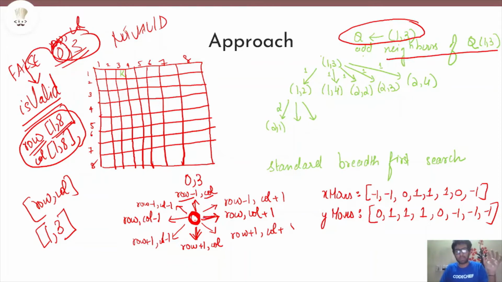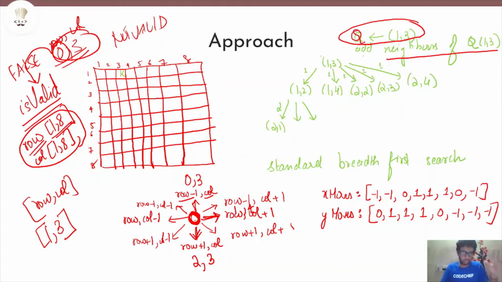Now, if I want to move right from 1, 3, what will be my value? The row value will be the same because I'm still in the same row, but the column value will change and become 1, 4. Now, if I want to move down from 1, 3, it will be 2, 3. So the row value will change, the column value will remain the same. So I suggest you pause the video and convince yourself that these are the 8 possibilities in which the king can move.